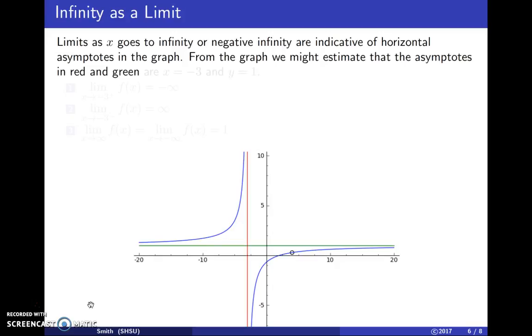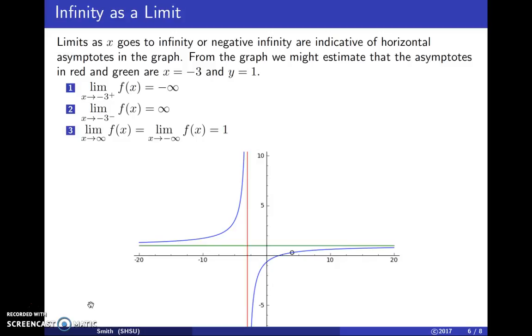From the graph, we might look at the asymptotes in red and green. The vertical asymptote in red is x equals minus 3. The horizontal asymptote is y equals 1. As x approaches minus 3 from the right, as my x values creep up on that red line, the blue curve shoots down to negative infinity, but as x approaches minus 3 from the left, then the blue curve shoots up to positive infinity.